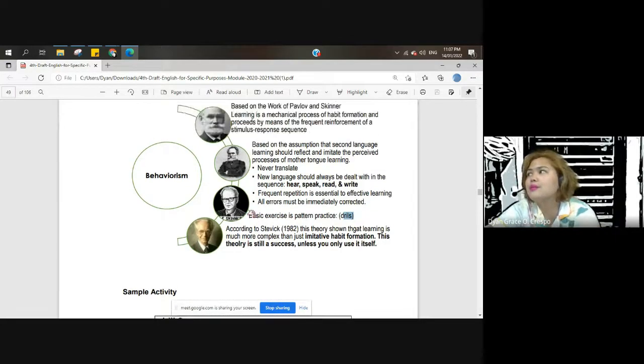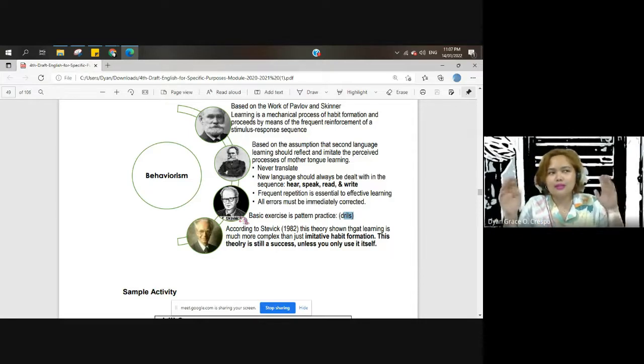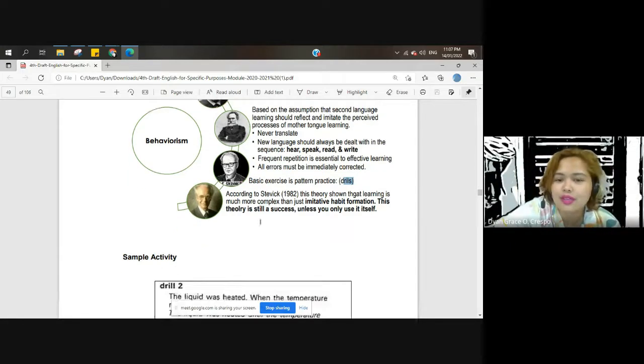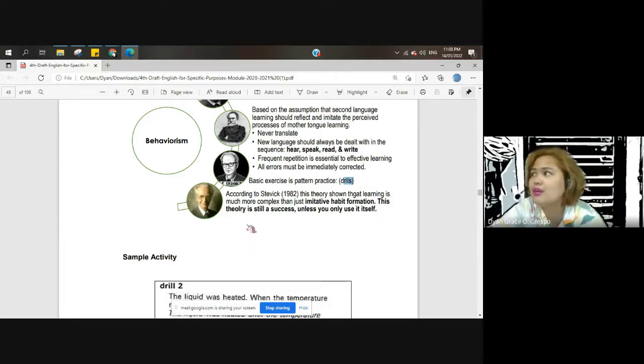So, for example, 'di ba, the knees, the toes, the head, parang mga the head, ganun. Okay, doon. And according to Stevick, 1982, this theory showed that learning is much more complex than just imitative habit formation. So, sabi ni Stevick, yun naman daw ay fine.